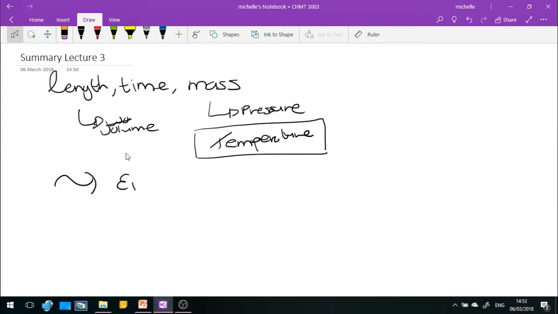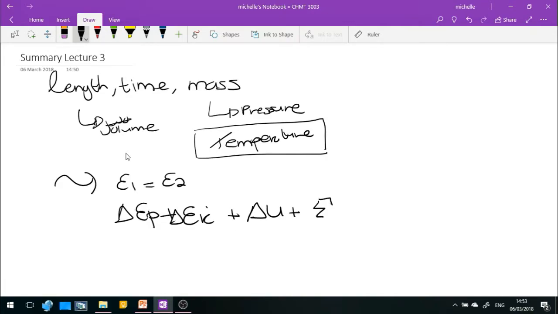To get there, we first defined the conservation of energy, where E1 equals E2. By defining the conservation of energy from state 1 and state 2, you can incorporate potential energy, kinetic energy, and the internal energy of a substance, and you can add any other energy in the system, like radiation or magnetic energy, and that can all equal work.